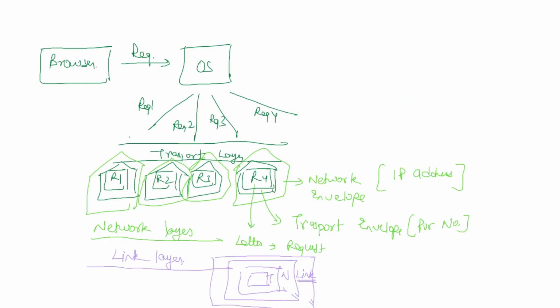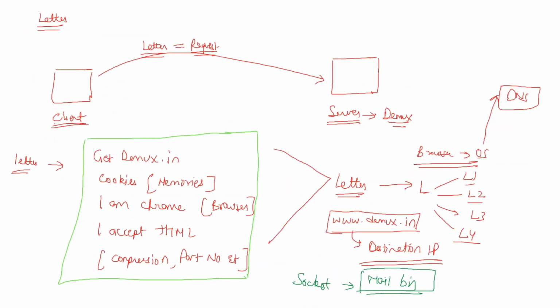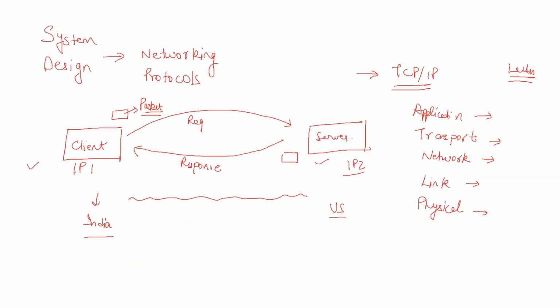So let's do a quick analysis of each of these protocols which are listed here. If you see my application server, what is my application server doing? It is only concerned with the destination application, right? It is only concerned with the destination application, and it wants to talk to the destination application.